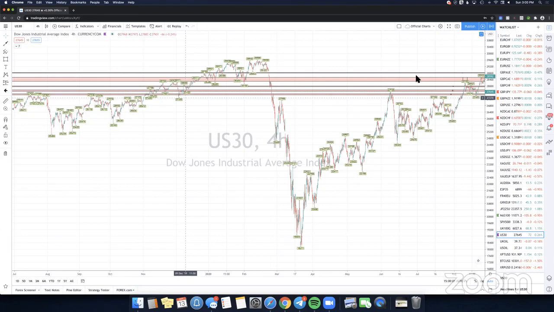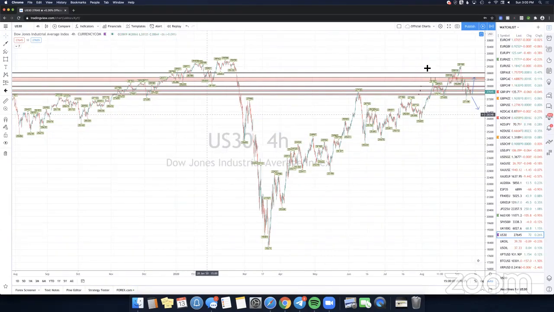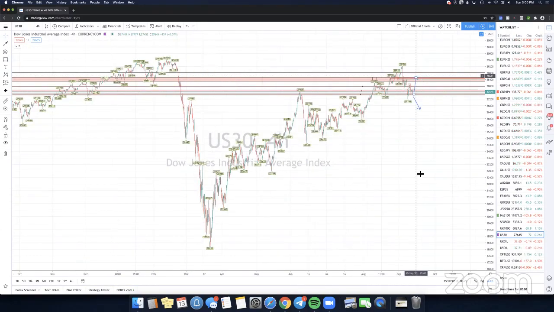So it could literally go either way. It could either shoot up, or it can break down and drop like it did back in March. But we really won't know. It depends on what Trump says or whoever else. But yeah, that's about it, guys.